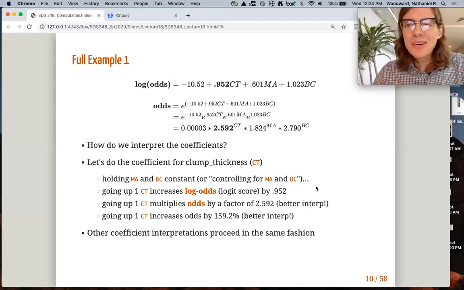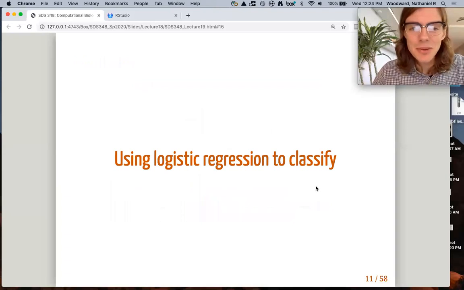I'm torn. I don't know. Now let's keep going with this example. I was going to skip to the end, but let's keep going with this example.